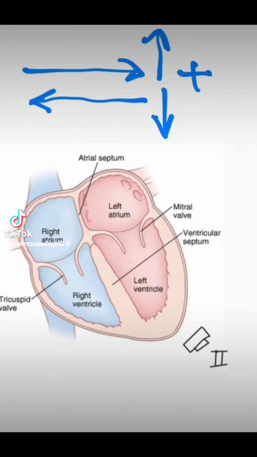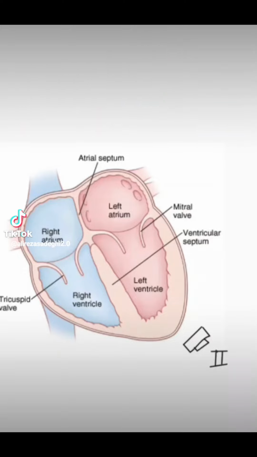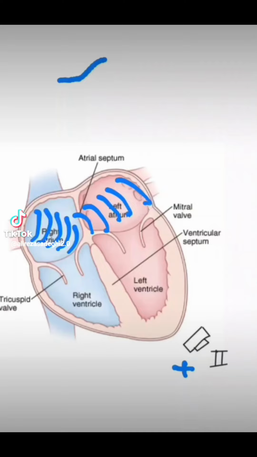So let's talk about it. The right atrium is depolarized down, to the left, and towards lead 2, which is a positive lead. This atrial depolarization gives us an initial positive deflection on our ECG. However, the left atrium is depolarized away from lead 2, and this will give us a negative deflection on our ECG paper. This atrial depolarization is represented on the ECG paper as the P wave.